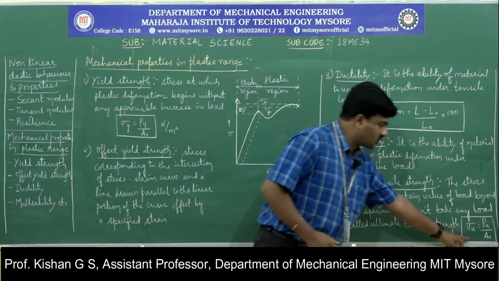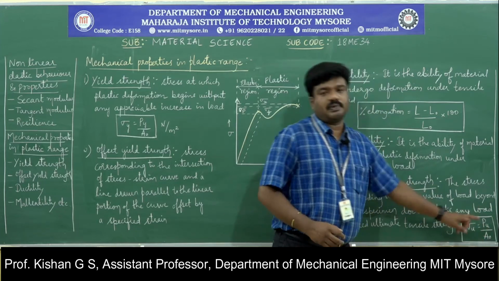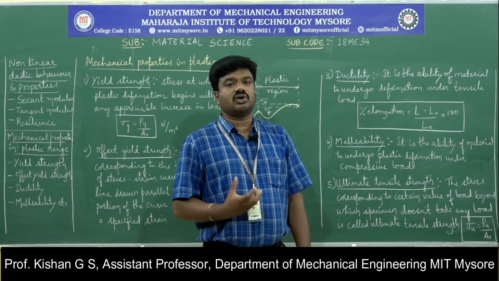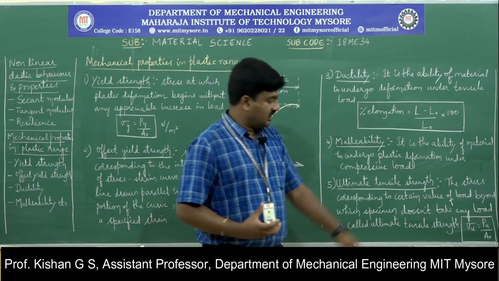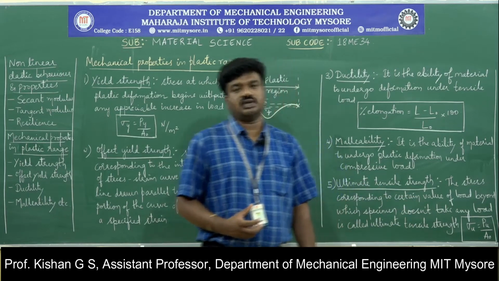So again, sigma u is equal to Pu by A naught. Pu is nothing but the ultimate load which the material can withstand, and A naught is the area of cross section of the specimen.